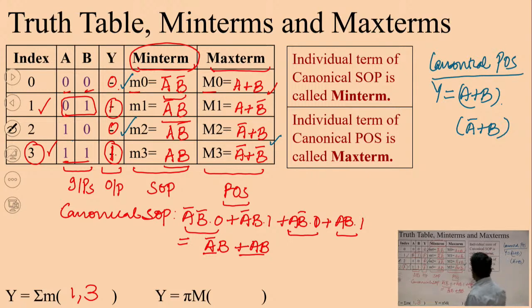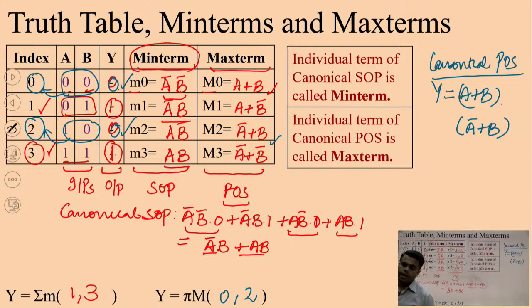Similarly, this 0 is available at the 0 0 input which corresponds to 0, and this 0 is available at the 1 0 input which corresponds to 2. So this 0 and 2 become the maxterm numbers. In this way, from the truth table we can write SOP, POS, minterms and maxterms. If there is any query, I am checking the chat box. There is no query yet, so let's proceed towards the next topic.